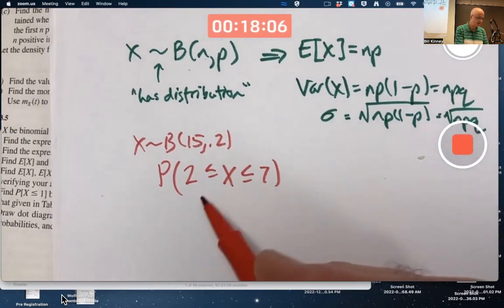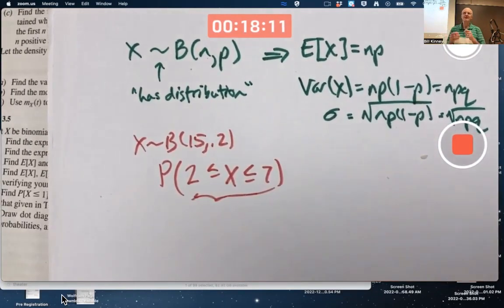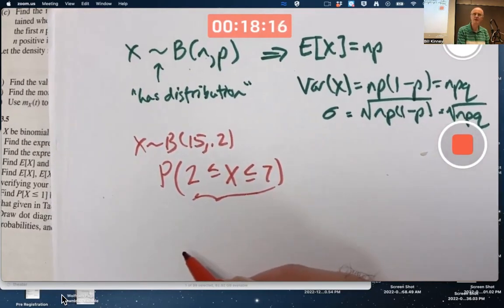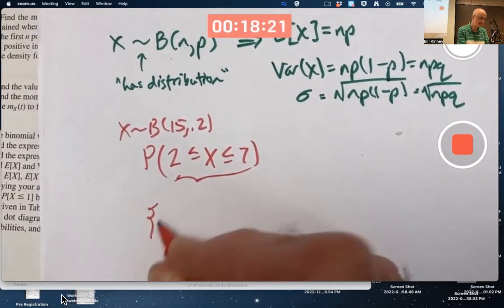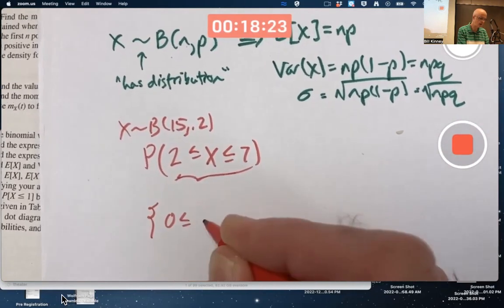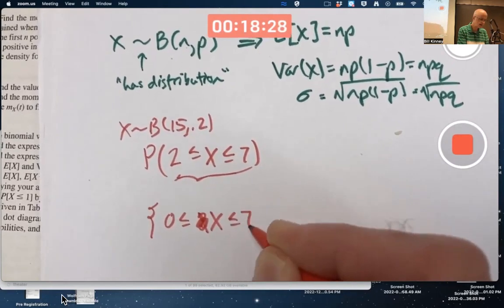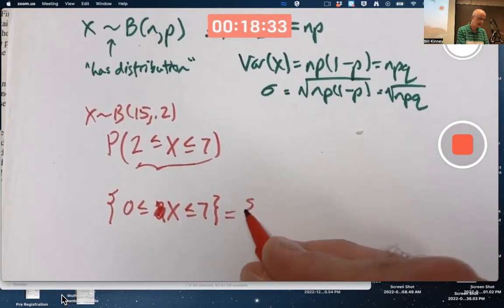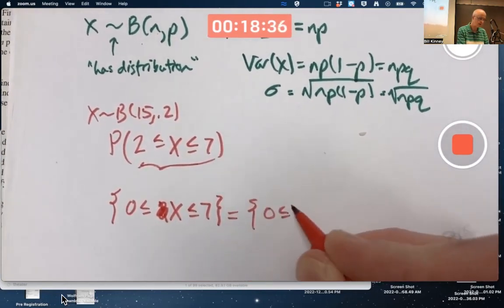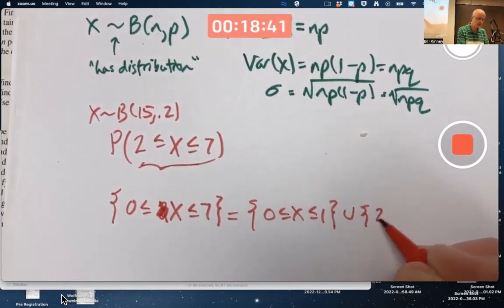You've got this event in here. It's helpful to relate this to a couple other events. It's helpful to think of the event that x is between 0 and 7 as a union of mutually exclusive events: the event that x is between 0 and 1 union the event that x is between 2 and 7.